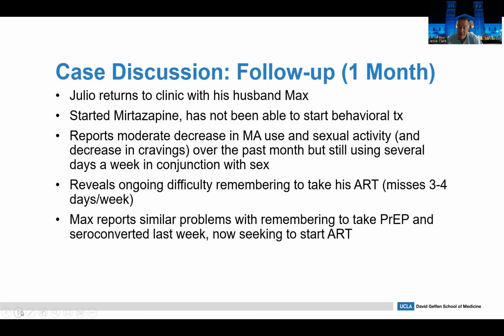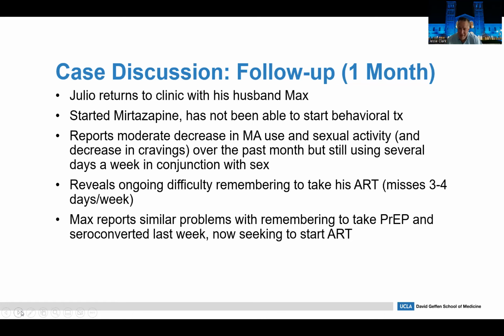So he comes back in a month and he brings his husband Max this time. Julio started on mirtazapine, but the referral hasn't really happened, so he hasn't started behavioral treatment yet. He reports a moderate decrease in his meth use after starting the mirtazapine, as well as a moderate decrease in his sexual activity, as well as a decrease in his cravings for meth use over the past month. Well, he's still using several days a week, often in conjunction with sex.